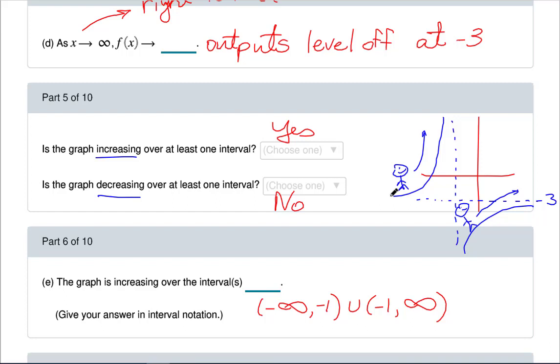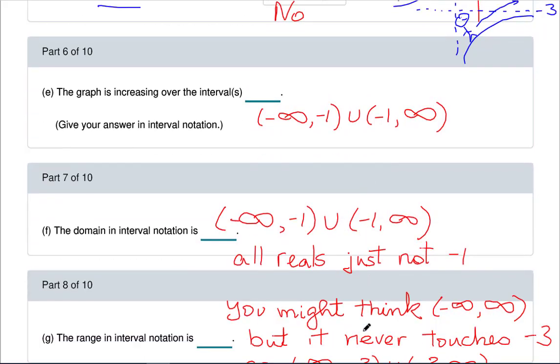So where are we increasing? Well, let's see. I'm increasing on this part, which is -infinity to -1. And then I'm increasing again on the other side. We don't include -1 because the graph is blowing up there. So that's not part of this interval notation. The domain is everything except -1, the place it's blowing up.